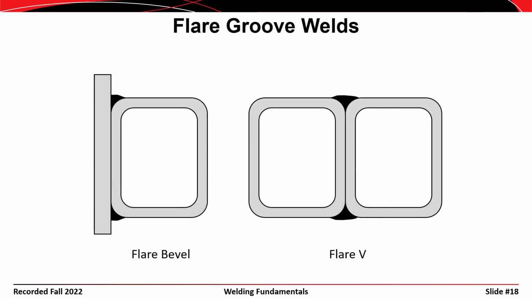And here's examples of flare groove welds. You have a flare bevel shown on the left. In this case, the example is an HSS member welded to some sort of a flat plate. And in the example on the previous slide, we had a round bar welded to a flat bar. On the right, on this slide, you can see a flare V weld, and that's 2 HSSs that are welded together, and the groove that forms and is subsequently filled with weld metal looks more like a V than it does a bevel, so they call it a flare V.